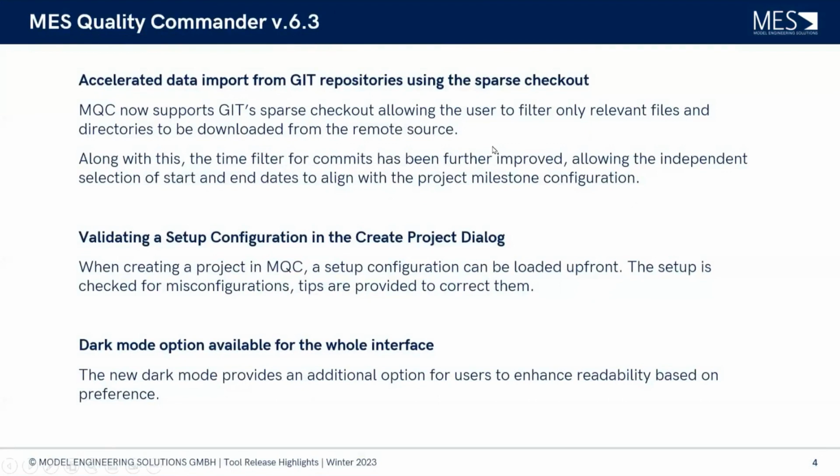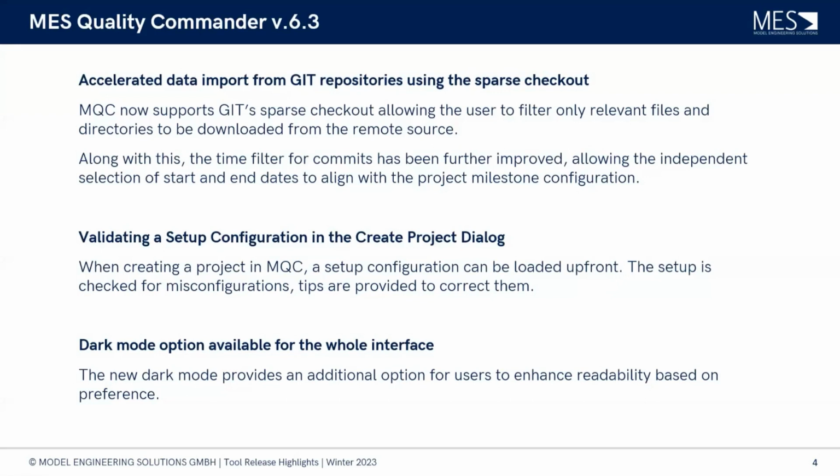So the latest release is the 6.3. And we're going to look into the latest things that you have brought with you today. I think one of the biggest news here is the use of the sparse checkout from Git. And also we are going to look into how to validate a setup configuration. And then at last, we'll have a look into the dark mode. But Björn, let's start with the first featured news here. Let's have a look at what we can do with the new Git sparse checkout.